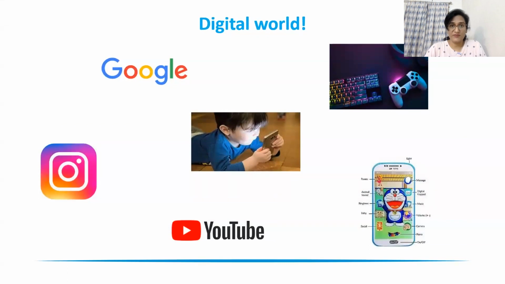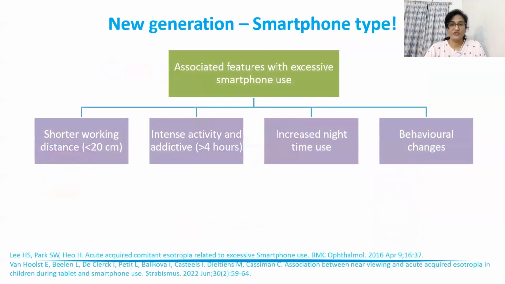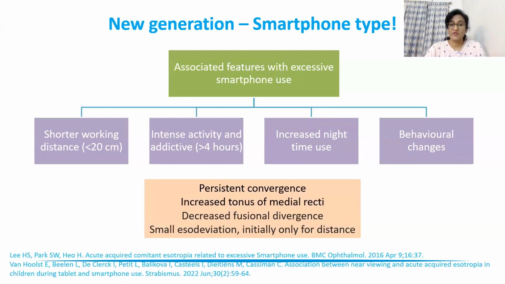We are in a digital world. Everything involves use of phone or virtual screens. And we see that children are also beginning to use their smartphones and use their electronic devices. And this is the cause for this new entity, which is a new generation smartphone type of acute acquired committed esotropia. The principle of presentation is actually the same as that which was seen in uncorrected myopes, the Bielschowsky type, where we saw that there was persistent convergence because of prolonged near work.